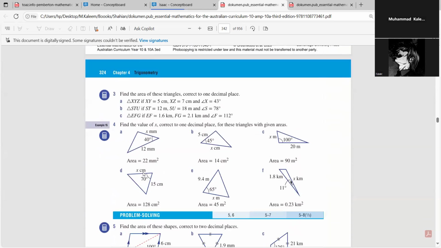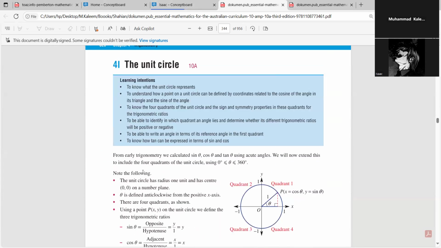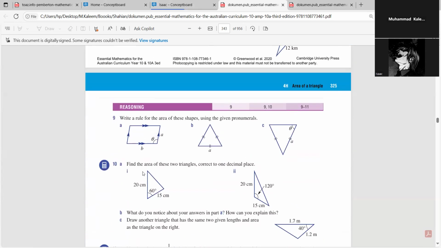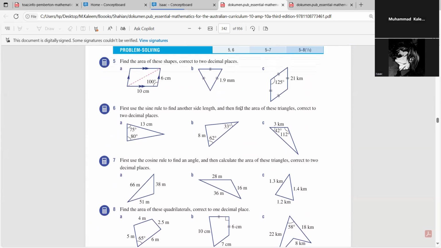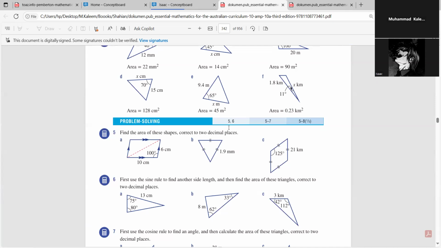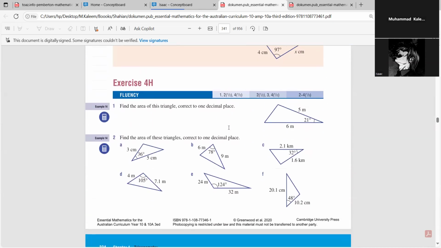Wait a second. Do we have any other formula? No. We have many cases in this one as well. From where do I have to start?